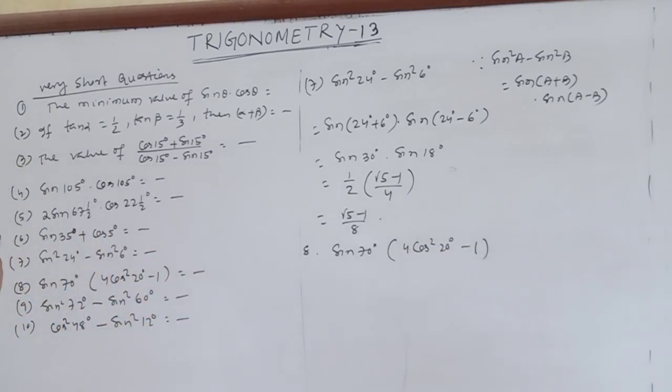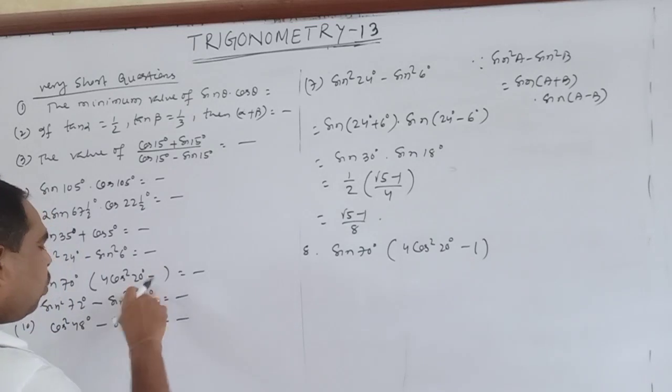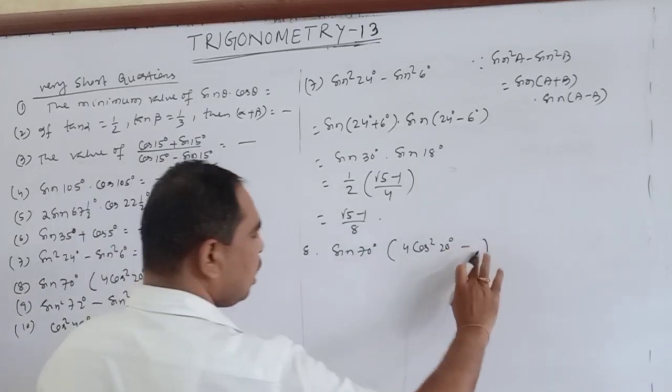This is not sin 7. This is 3, not 1. This is 3. Okay. So this is 3.